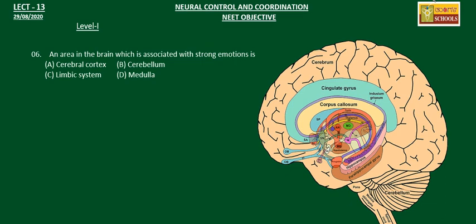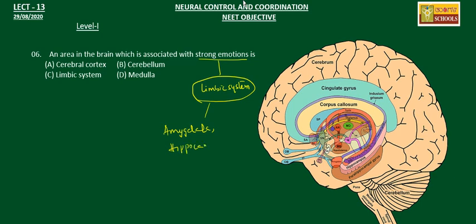The next question: an area in the brain which is associated with strong emotions. So this is the limbic system. This limbic system consists of amygdala, then hippocampus regions, along with that hypothalamus.